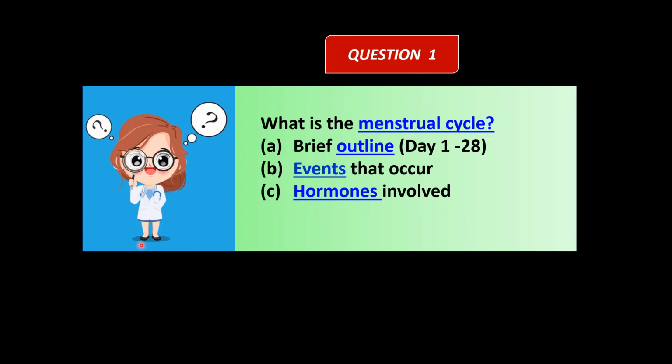So the first question we're going to answer is, what is the menstrual cycle? Briefly, right? So a brief outline of the menstrual cycle from day 1 to 28 will be discussed, and then the events that occur. We'll find out what are the main events that occur in the menstrual cycle and what are the hormones involved.